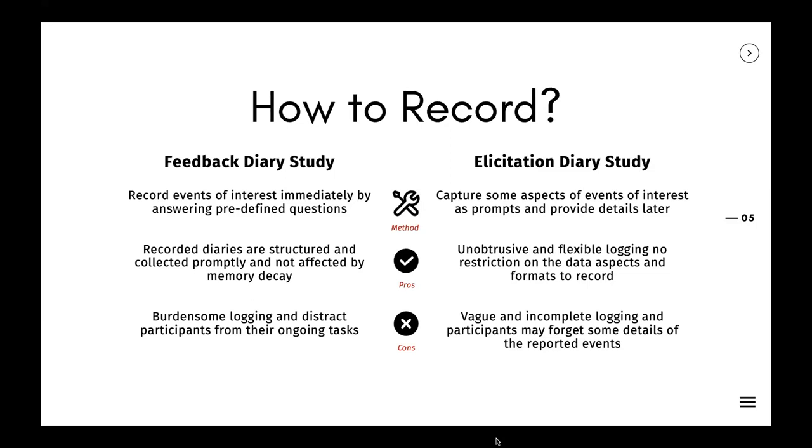For the other one, the elicitation diary study instructs participants to capture only some aspects of events as prompts and provide details later in the elicitation interview. So it is an unobtrusive and flexible logging with no restriction on the data aspects and formats to record. However, the downside is that the potentially vague and incomplete recording may cause participants to forget some details of the reported events. In our study, we will try to overcome the downside of the elicitation diary study.